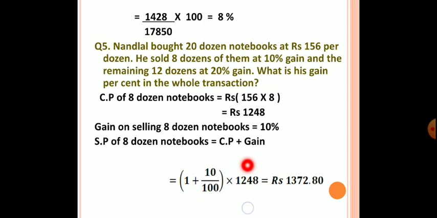So that is equals to 100 plus 10 by 100. So inside the bracket we'll have 110 divided by 100 into 1248, which is equals to rupees 1372.80, that is 1372.80 paise.